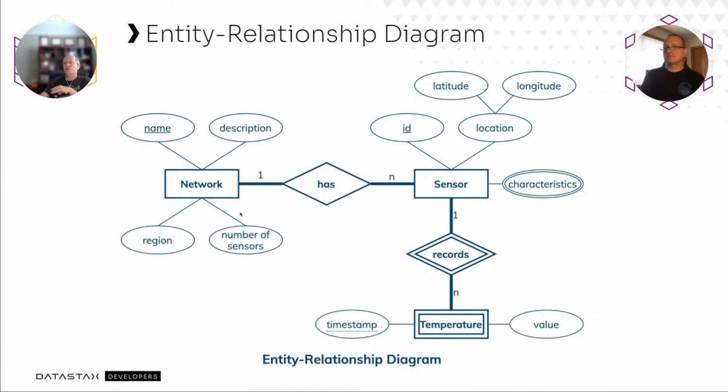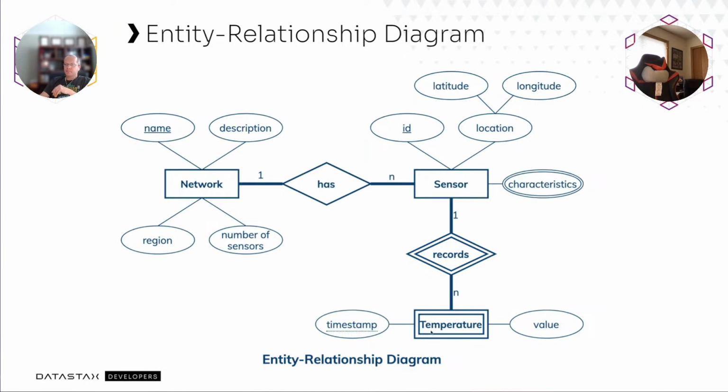Conceptually, we have networks that have sensors, and each network can have many sensors. Each sensor belongs to exactly one network. A sensor records many temperature measurements, and each measurement is recorded by exactly one sensor. There are attributes that describe a network, for example, name, description, region, and number of sensors, and name is underlined here as a key attribute, so it uniquely identifies the network. For a sensor, it's ID, but also there is a location with latitude and longitude. So it's basically a composite attribute, and the sensor can have multiple characteristics, so a multi-value attribute.